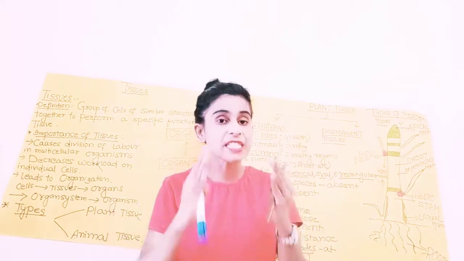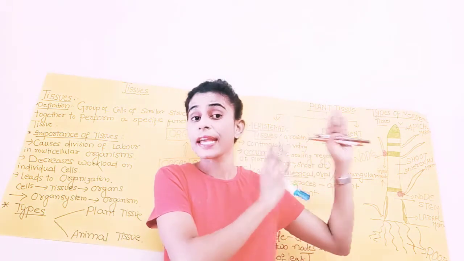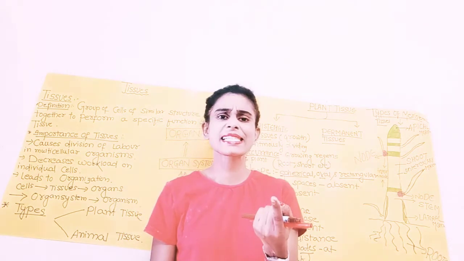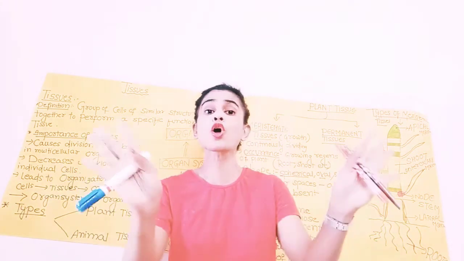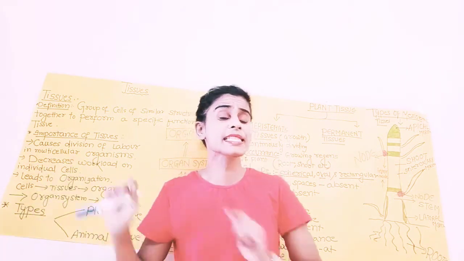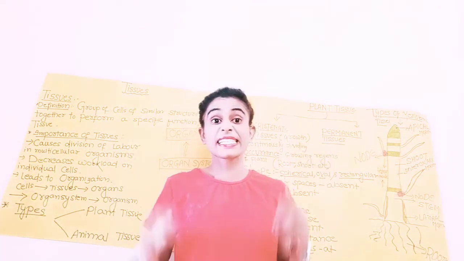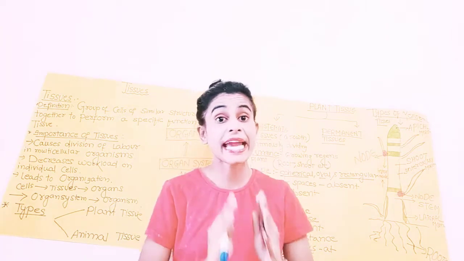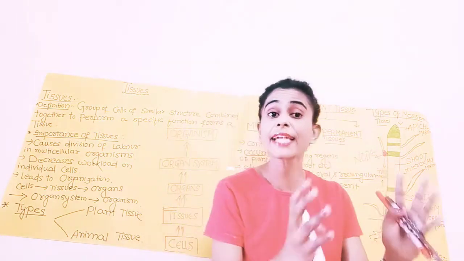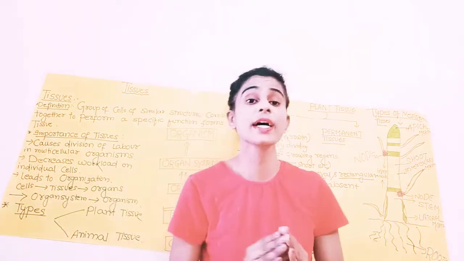a group is formed, and that group of cells is called a tissue, and that tissue will perform a particular function. But in the case of unicellular organisms, a single cell is there and it will perform all the functions, so no complication is there. Complication is there in a multicellular organism because our body is made up of a number of cells, and the cell has a lot of pressure in carrying out the metabolic activities. That's why a group is formed, and that group of cells is called a tissue, which is going to perform a particular function.